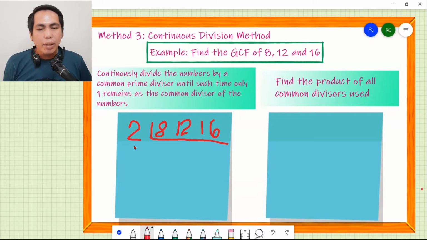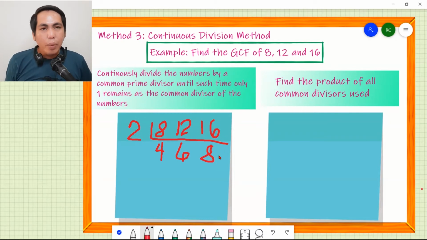So 8 divided by 2 is equal to 4. 12 divided by 2 is 6. 16 divided by 2 is 8. We have now our new numbers, 4, 6, and 8.